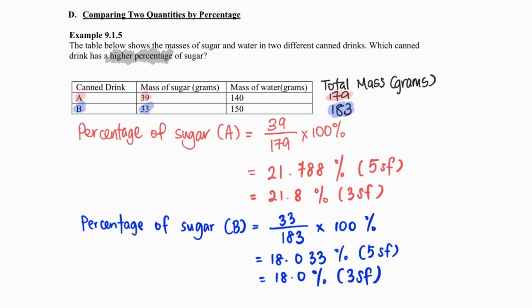And with these two values, I would then be able to get the conclusion, comparing the two. So which drink has a higher percentage of sugar? The final answer would be drink A.